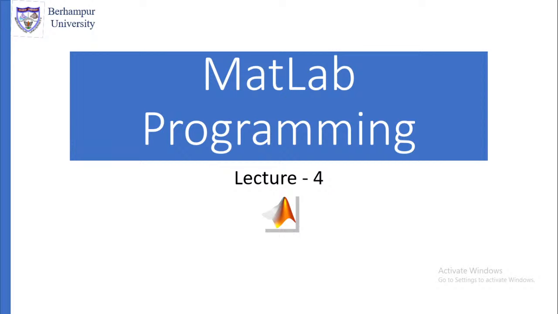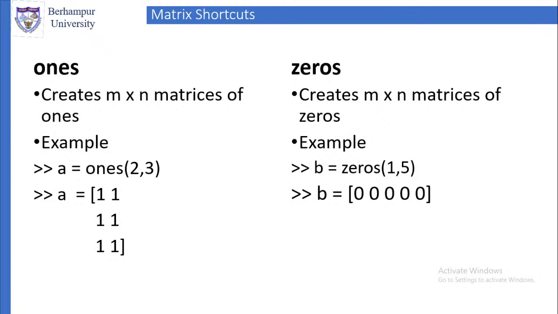On MATLAB programming. We have seen how we are going to handle indexing in MATLAB for the arrays. Now let us see some shortcuts, matrix shortcuts. There are two important shortcuts. One is called ones. ONES is a command. Zeros is another command. So we have two commands.